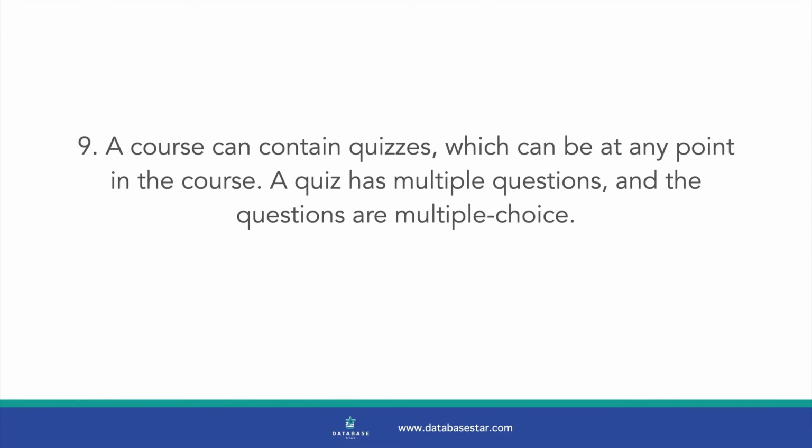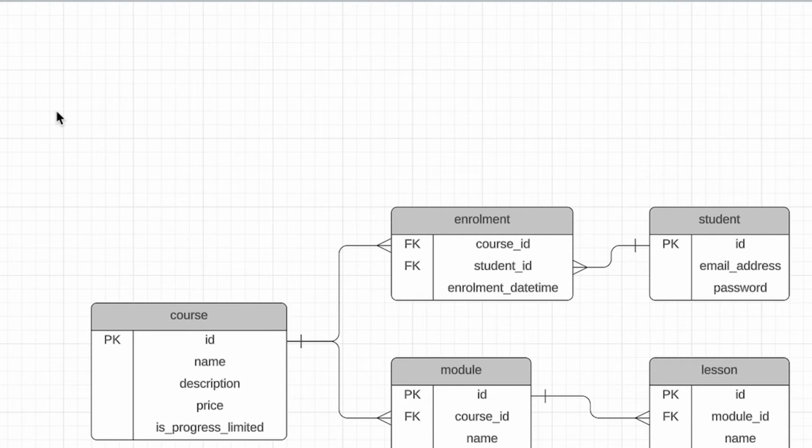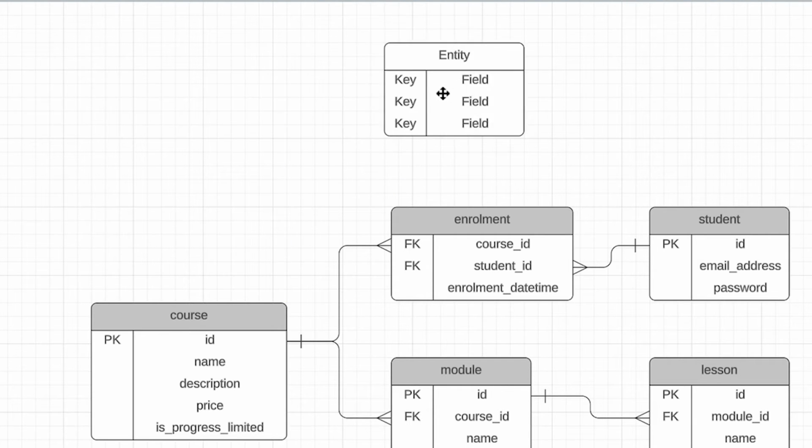Requirement 9 is about quizzes. A course can have quizzes at any point in the course. A quiz has questions with multiple choice answers. How do we define a quiz? We could treat it as a kind of lesson, but a quiz is different to a lesson, so we'll create its own table. We create a table called quiz and give it an ID.